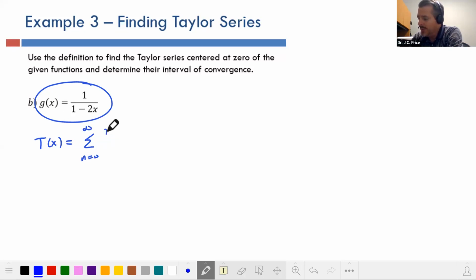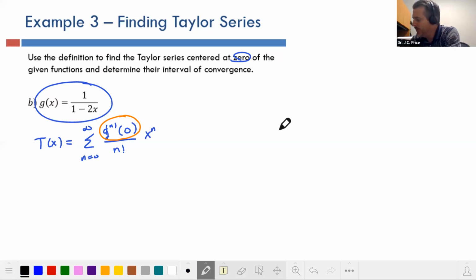Now I have g, so I'm going to take the nth derivative of g here. So the nth derivative of g evaluated at 0, because again, we're centering at 0, and divide by n factorial, and I have x to the n. And so this basically tells me what to do. It says, go find that nth derivative of g evaluated at 0.